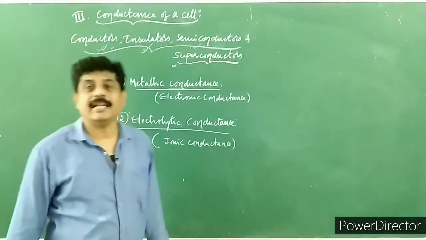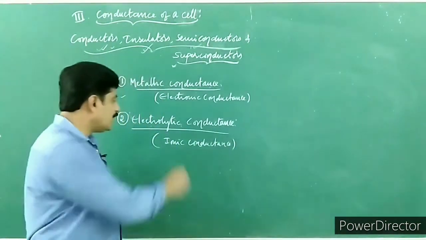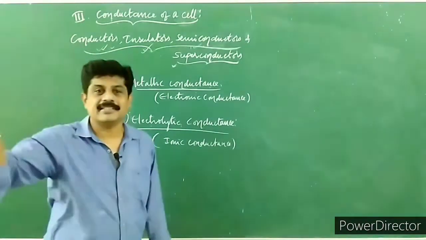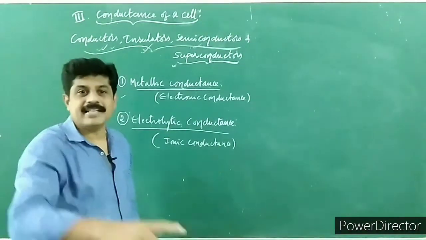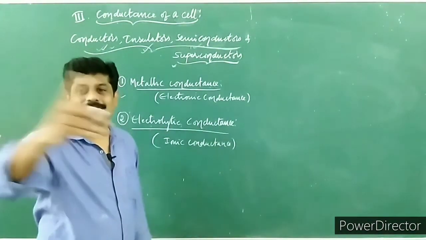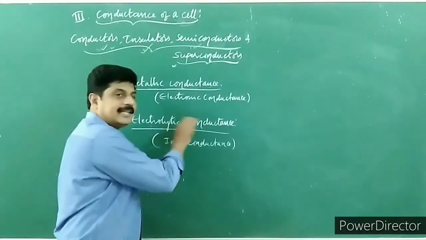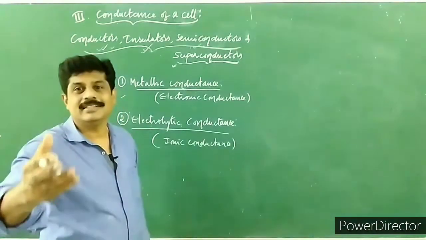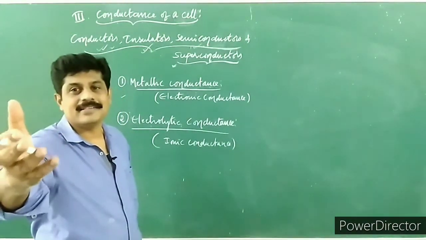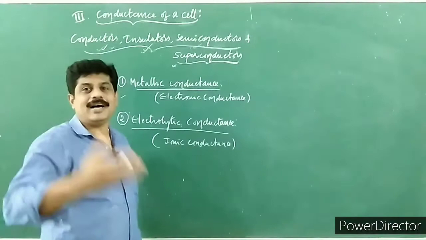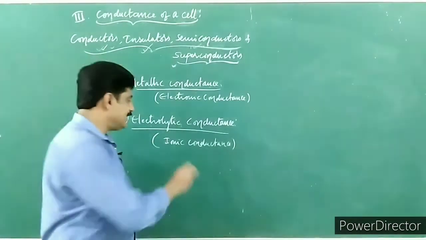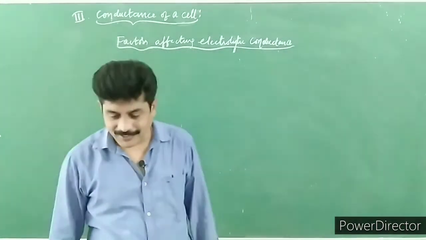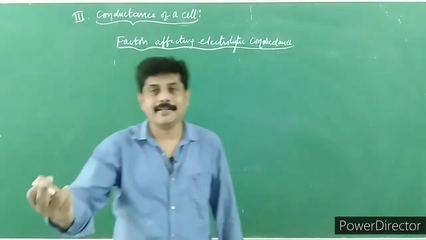What is that? Electrolytic conductance, otherwise called ionic conductance. Children, the conductance of electricity by ions present in the electrolytic solution is called electrolytic conductance. Then why do we call it as ionic conductance? Because the electrical conductance occurs due to the ions present in the solution, hence it is called ionic conductance.